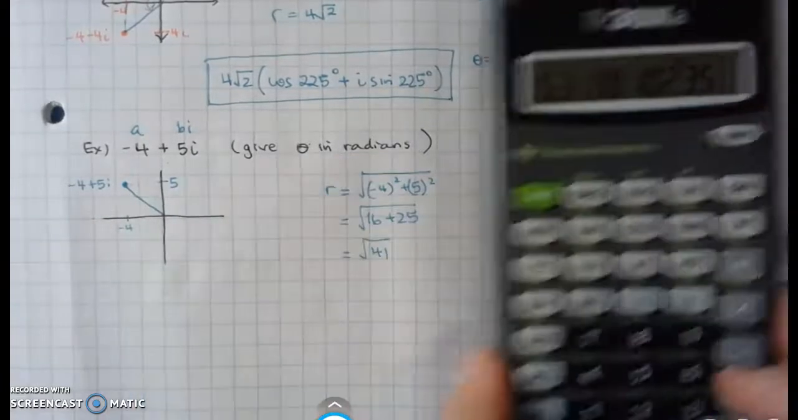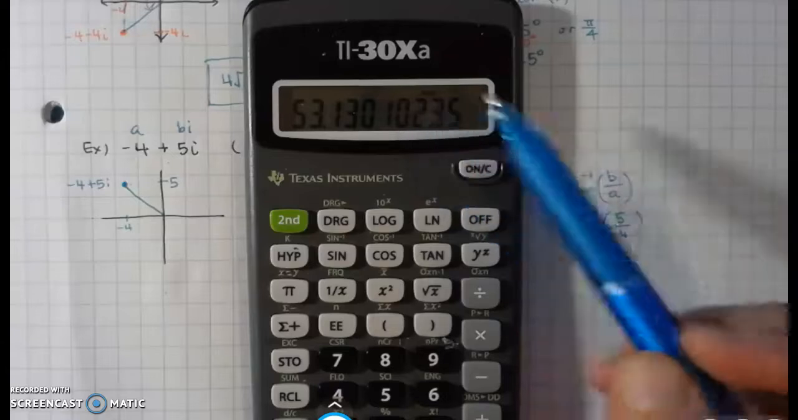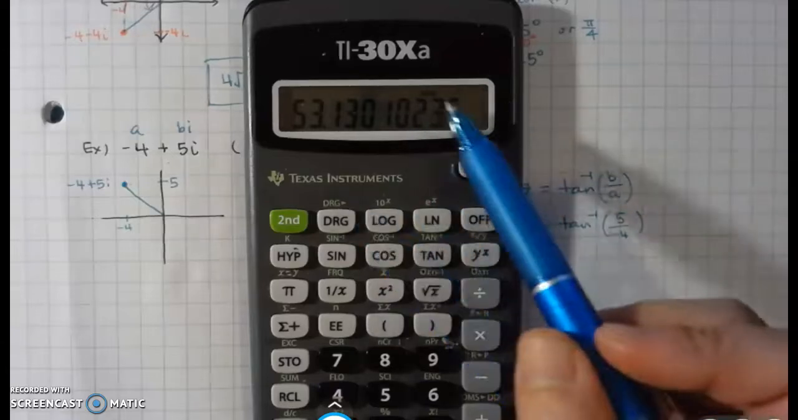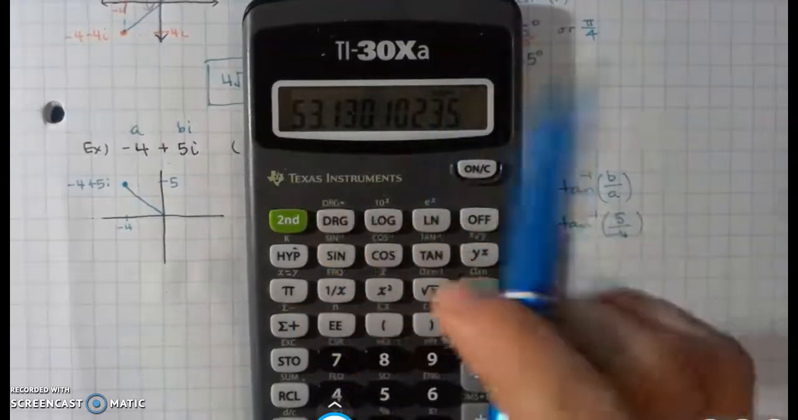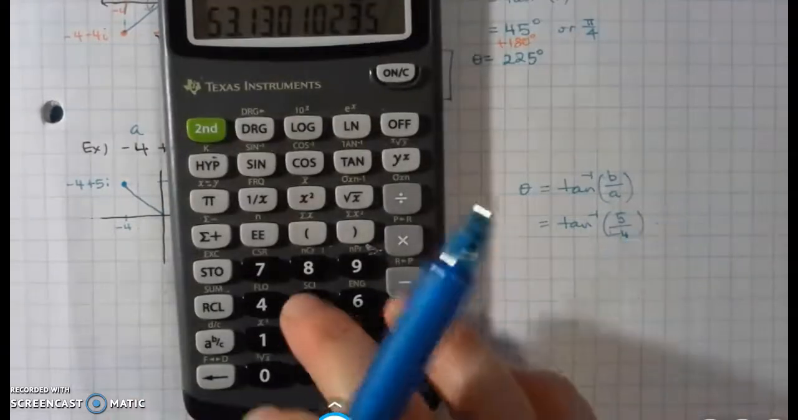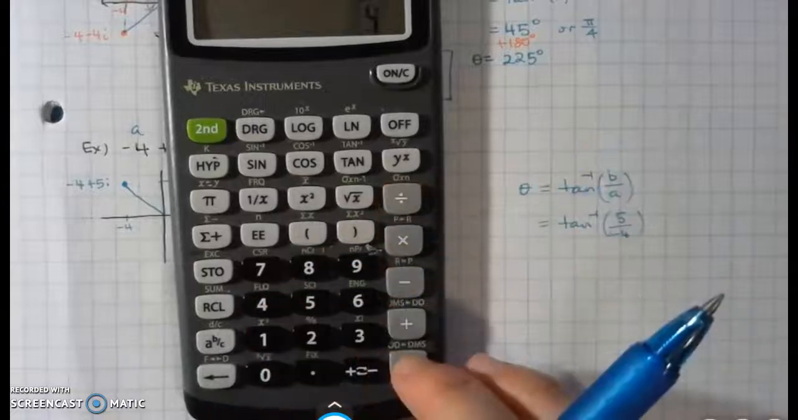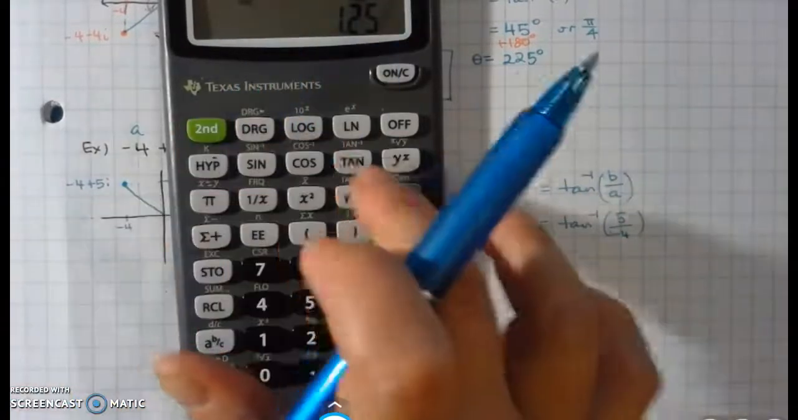Now, the important thing is that here I'm asking you to give me the angle in radians. Currently this calculator is in degree mode. You do need to change that to radians so that it's going to give you the radian measure. So I need to change that to radians now. And so then I do 5 divided by 4, that's 1.25, and I am going to press second tangent.